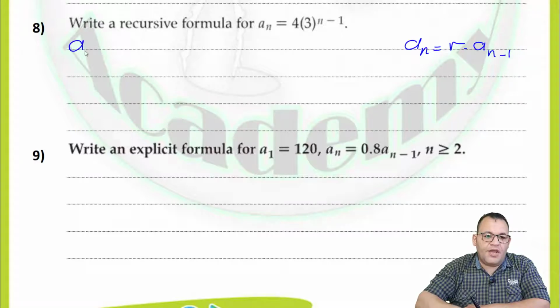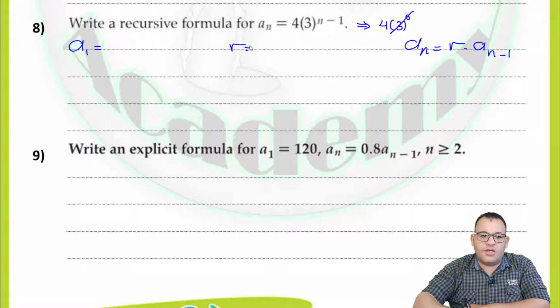Now we need to find a1 and we need to find r. To find a1, all we have to do is replace n with 1. So 1 minus 1 equals 0. So a1 will be 4 multiplied by 3 to the power 0. 3 to the power 0 equals 1. 4 times 1 equals 4. And that's the value of a1.